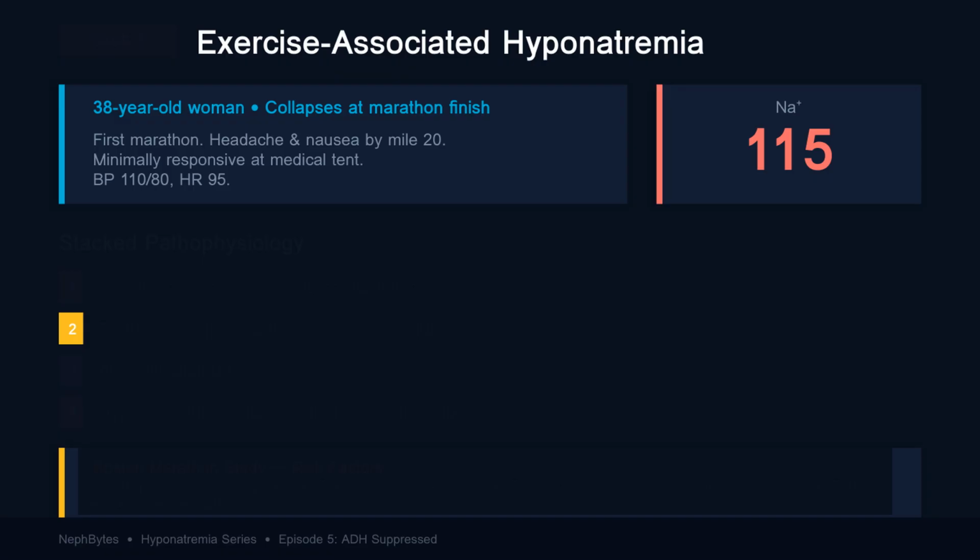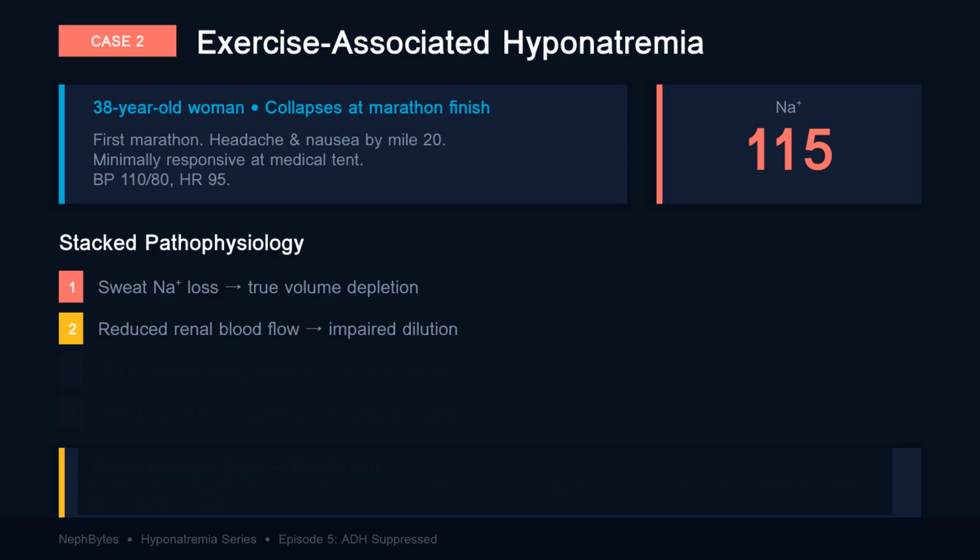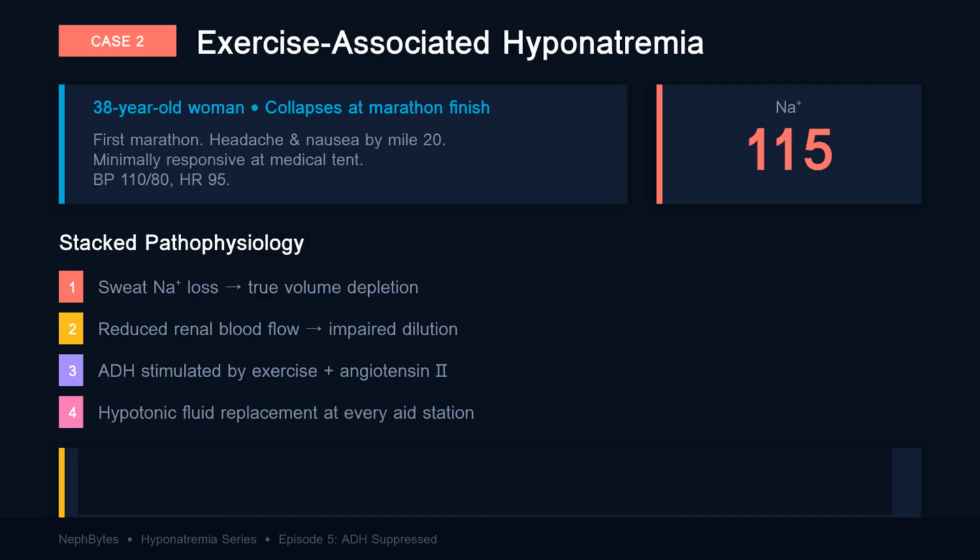The incidence reaches 18% in marathon runners and climbs higher in ultramarathon events. The pathophysiology stacks several mechanisms at once. During prolonged exercise, sodium is lost through sweat, creating some true volume depletion. Reduced renal blood flow impairs the kidney's ability to dilute urine. ADH is stimulated both by exercise physiology itself and by angiotensin II from the reduced renal perfusion. And critically, the runner has been replacing losses with hypotonic fluids, water, dilute sports drinks, every cup station, every mile.